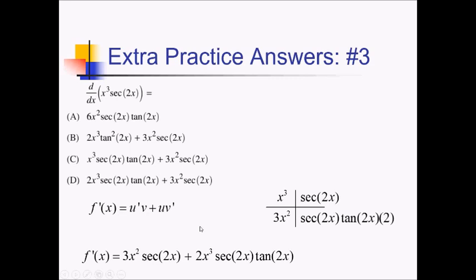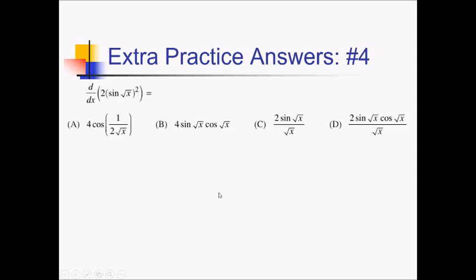So let's see, do we have an answer choice that reflects this? We need a 3x squared and a secant of 2x, and it looks like they wrote these in opposite order. The 3x squared is going to come second. So let's look for 2x cubed as the first term. And it looks like answer choice D has everything we're looking for. Well, D it is.